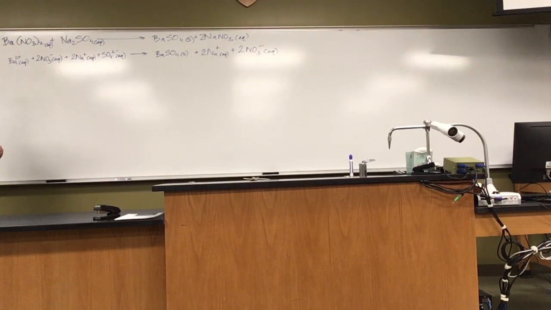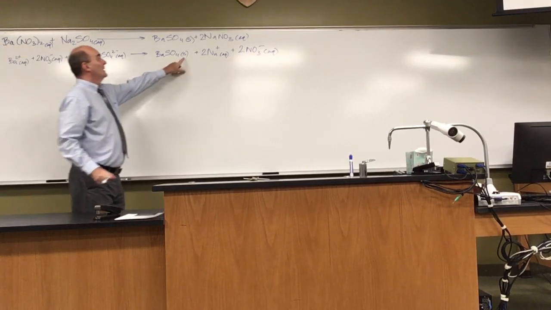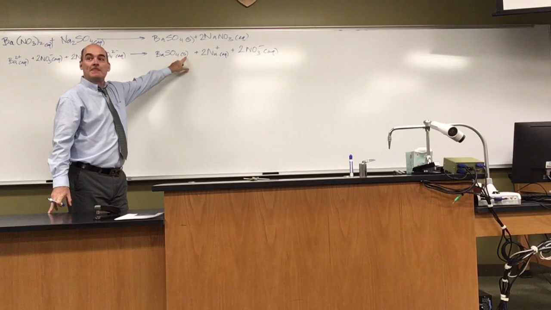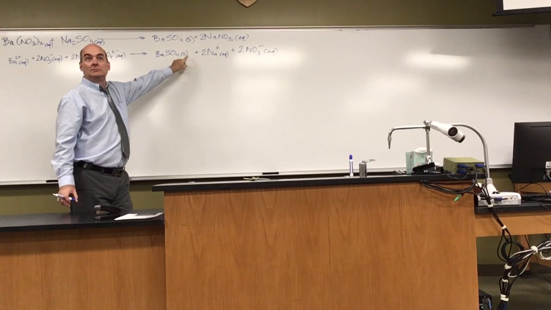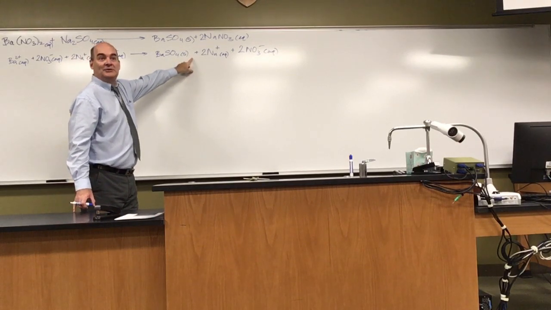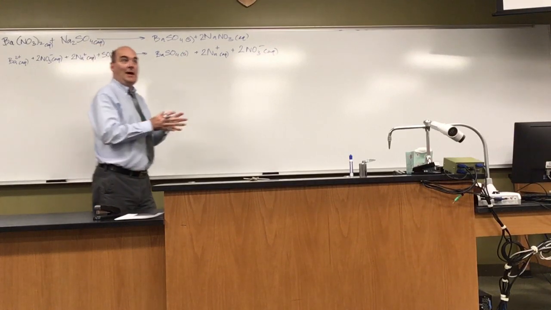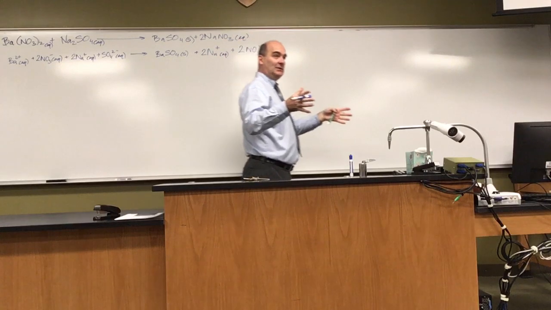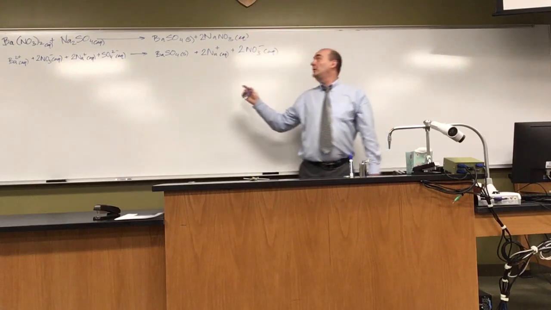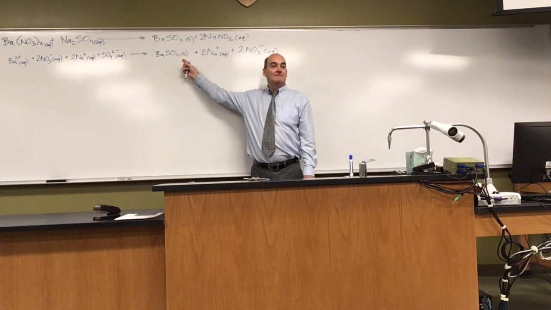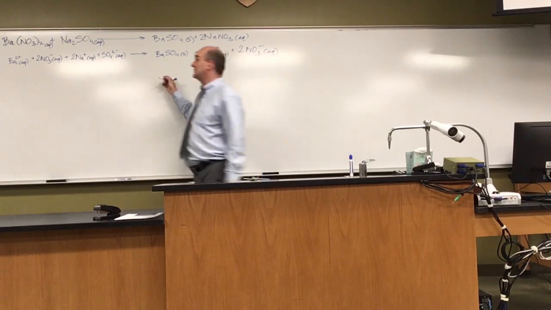Why don't you have to break apart the barium? It's not in solution. Ionic compounds stay stuck together when they're in the solid form, but when they're in solution, ionic compounds dissociate and ionize. It's no longer in solution, it's a solid. Came out of solution. That's your precipitate right there.